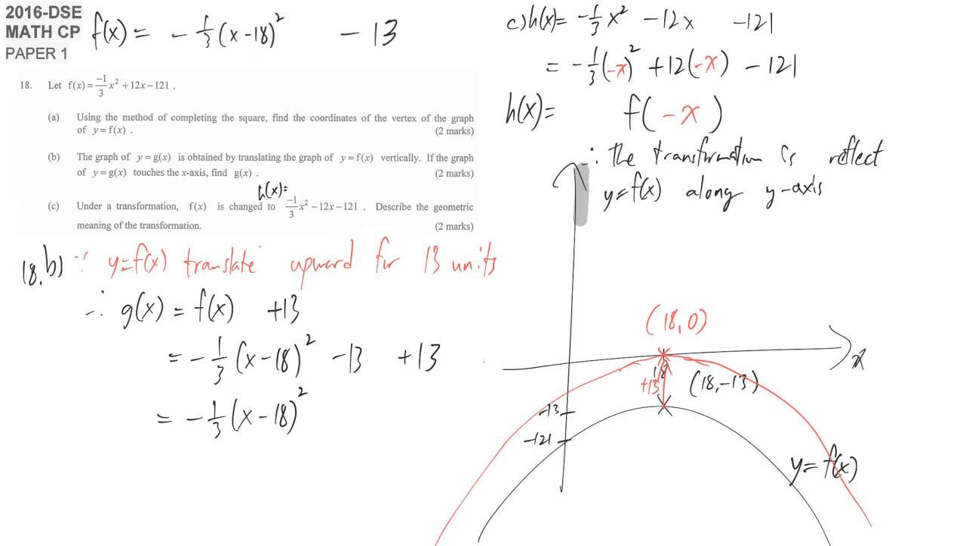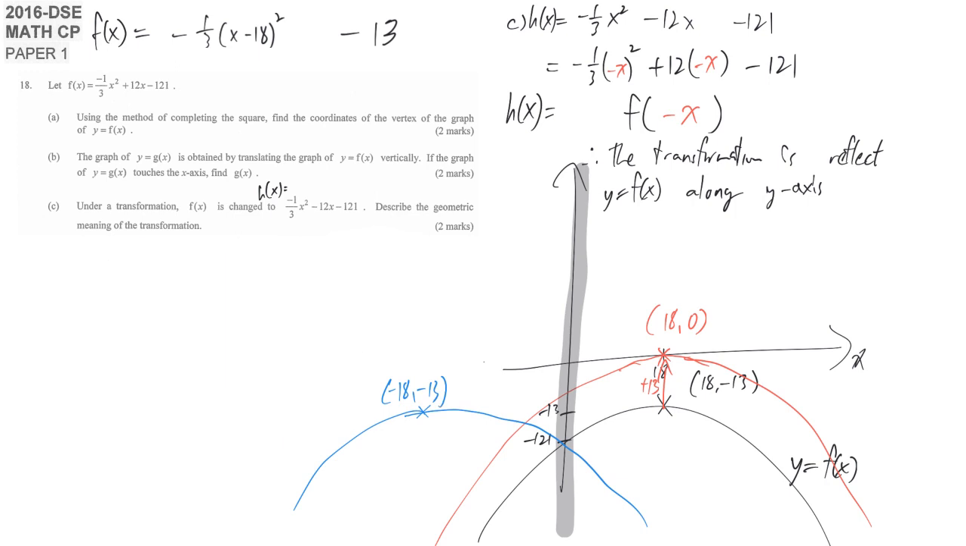That means we consider this is the mirror, and then compare with the black line f(x). It is reflected like this, while the new vertex is negative 18, negative 13.